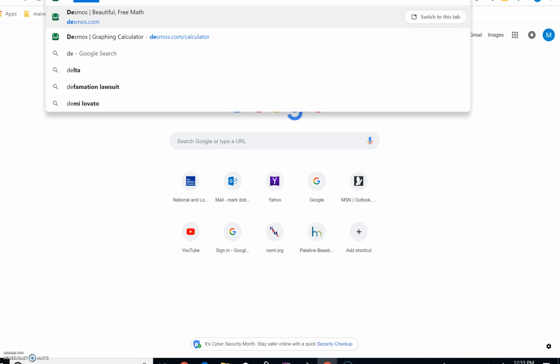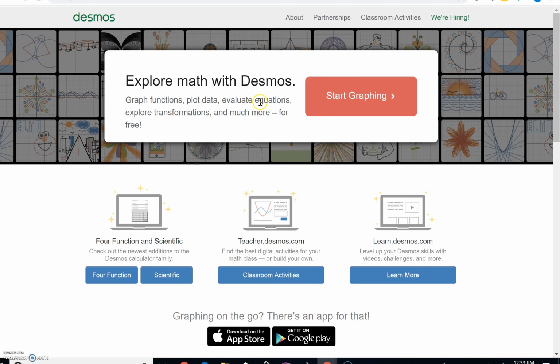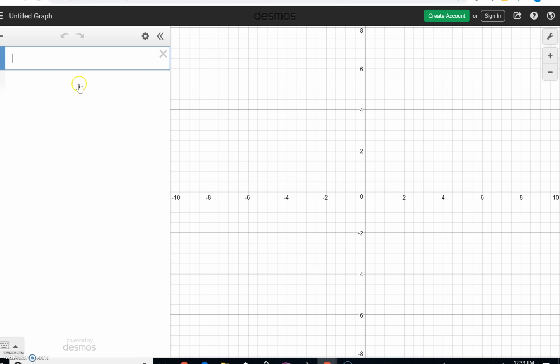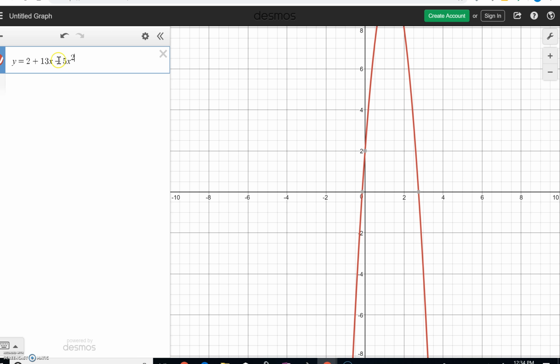So if we just very quickly type in Desmos, it says start graphing. And like I said, we're going to type in y equals 2 plus 13x, and then we're going to say minus 5x. Now the square, you might remember we did this before. You have to use the caret button. So I'm going to go shift 6, and then it bumps it up high as a power. Then you hit a 2, and you're good to go. So this would be the height function. Y is the height, x is the time.